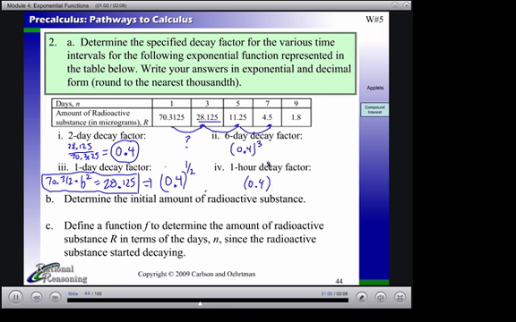Next, the 1-hour decay factor: raised to the 1/24? No, that's the 2 days. Wouldn't that be... That doesn't work because it's a 2-day decay factor. Oh, good call. So what do we need to raise to the 1/24th? 0.4 to the 1/2. Nice, very good. I was just testing you. 0.4 to the 1/2 is the 1 day, raised to the 1/24th.